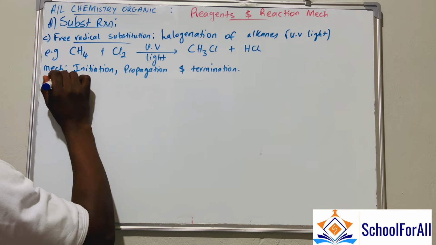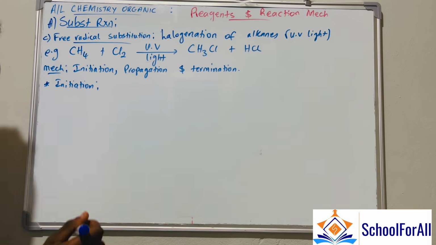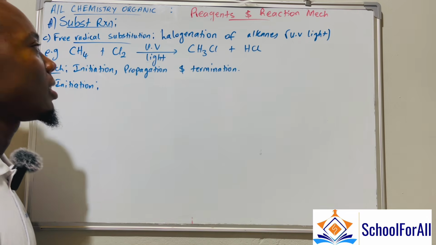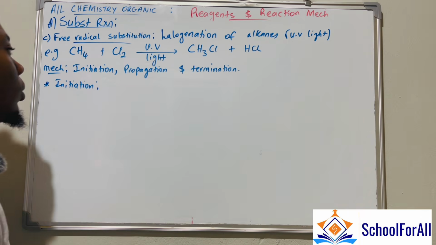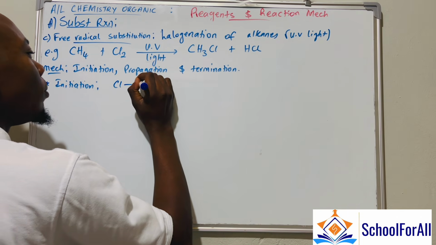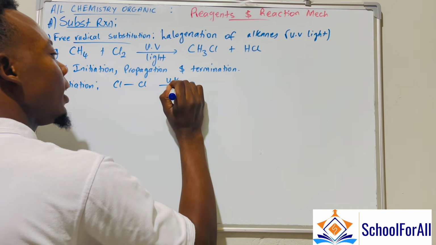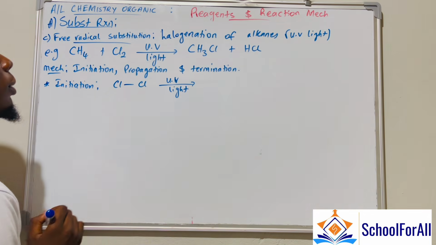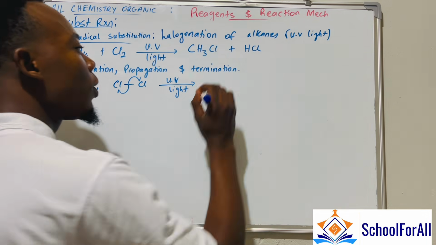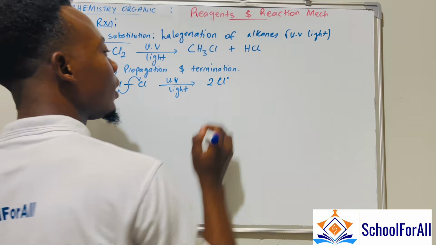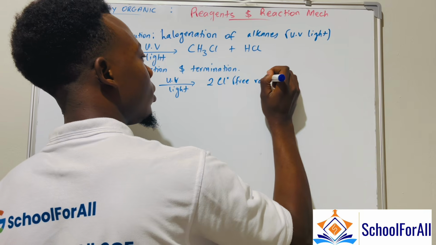Now, when it concerns initiation, in this step of my mechanism, I form my free radical from the UV light. I have my chlorine molecule and the UV light. This chlorine molecule will perform what we call a homolytic bond fission, creating free radicals.